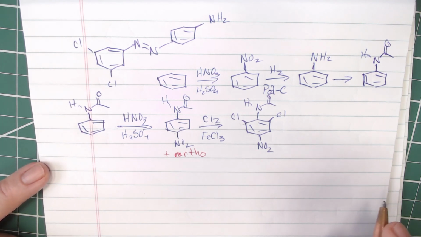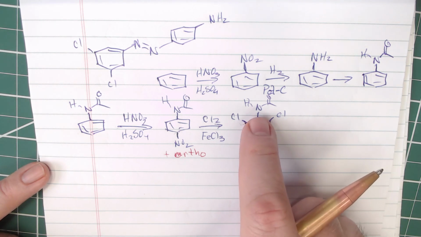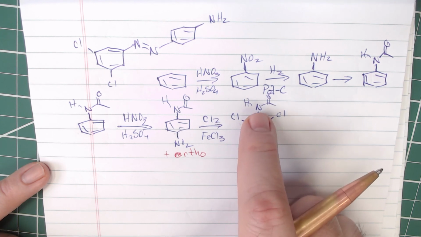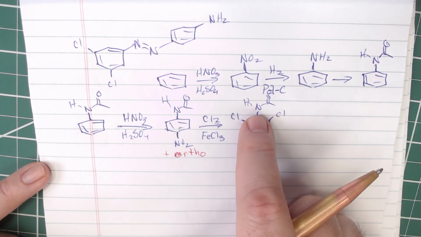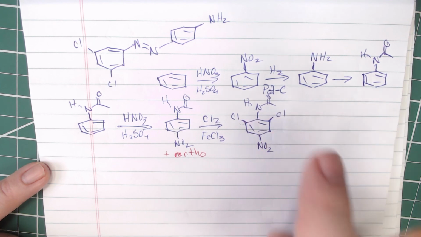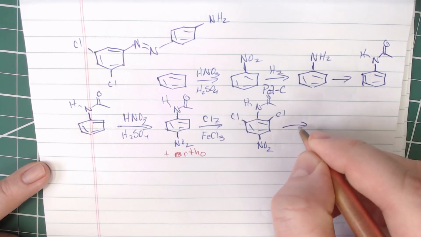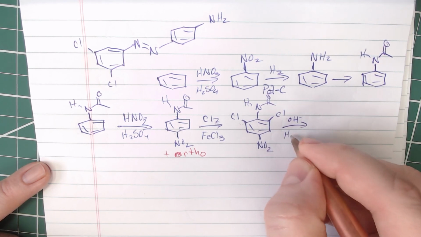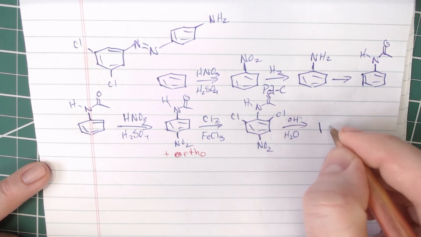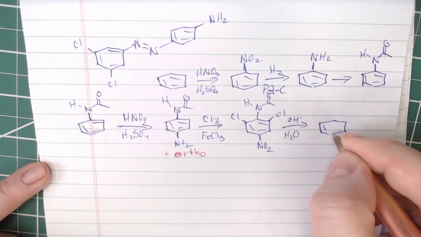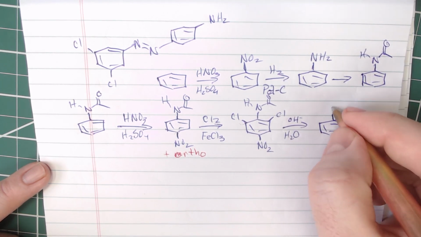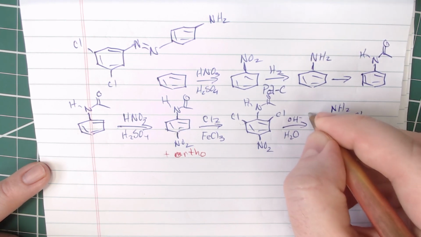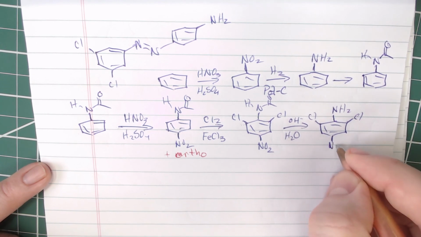All right. We're now going to hydrolyze this. And when we hydrolyze that acetanilide, we're going to get the aniline. And again, we could do this with acid or base. I think I'm going to choose base here. So H2O and hydroxide. Give us NH2, Cl, Cl, and nitro.